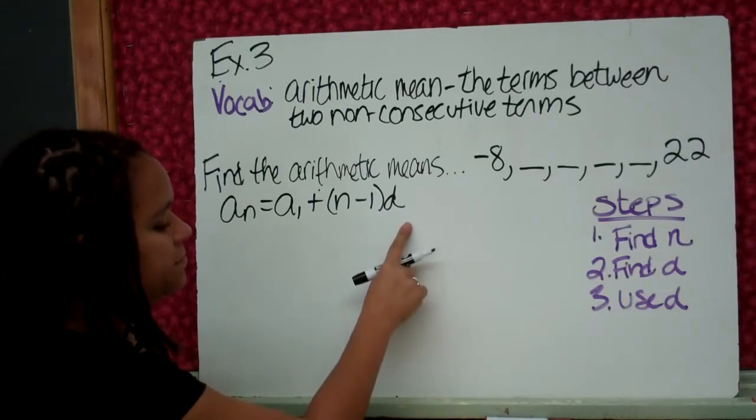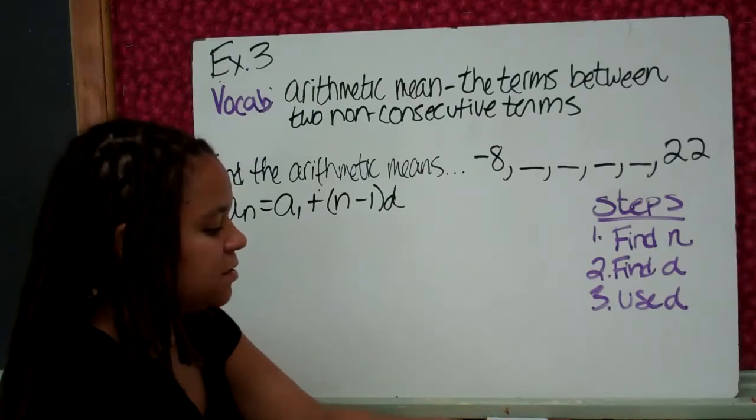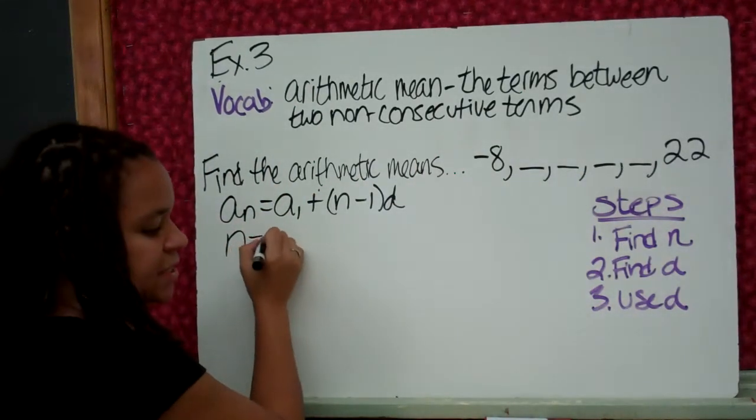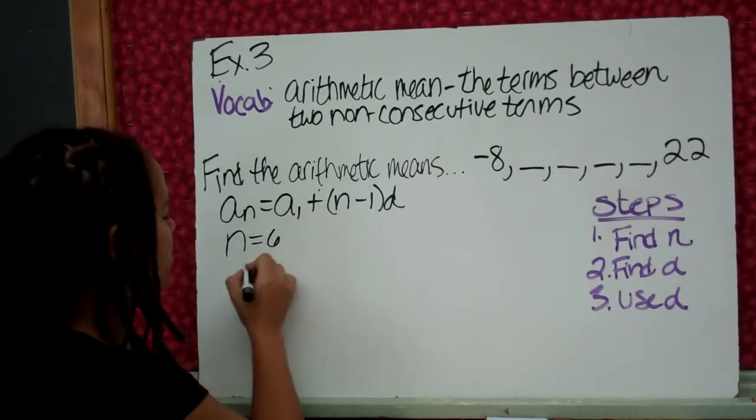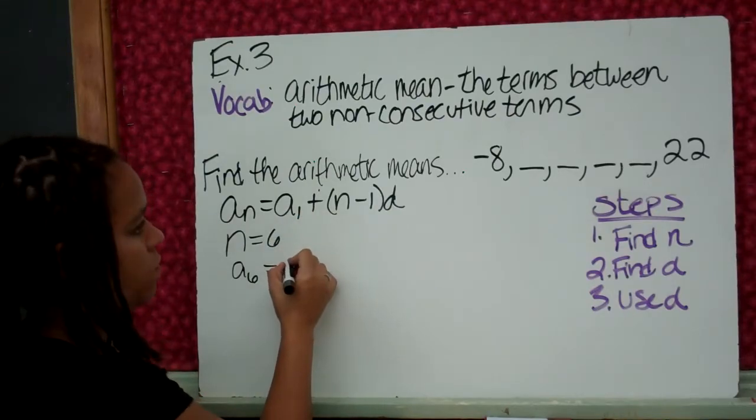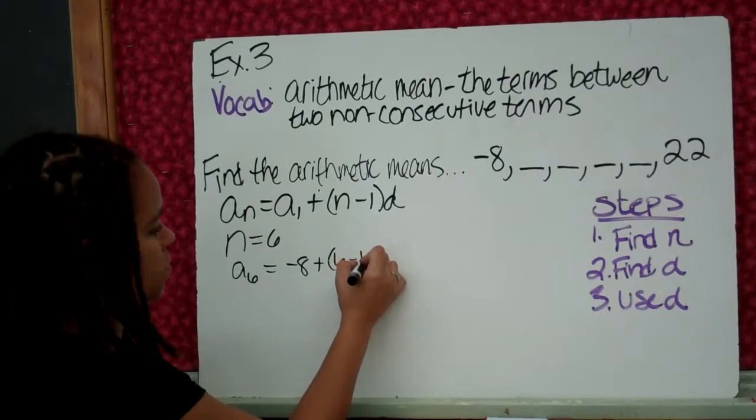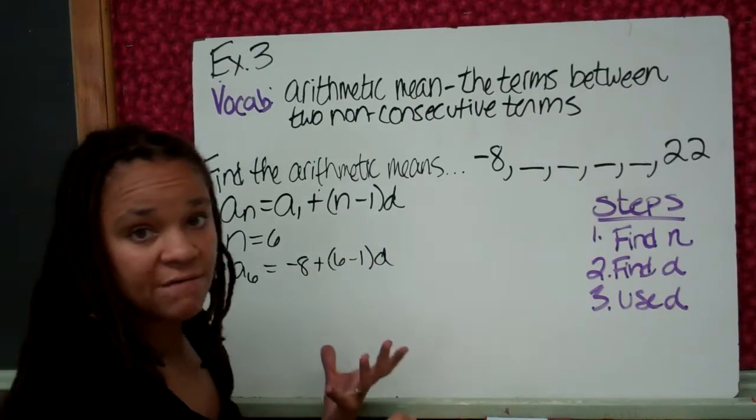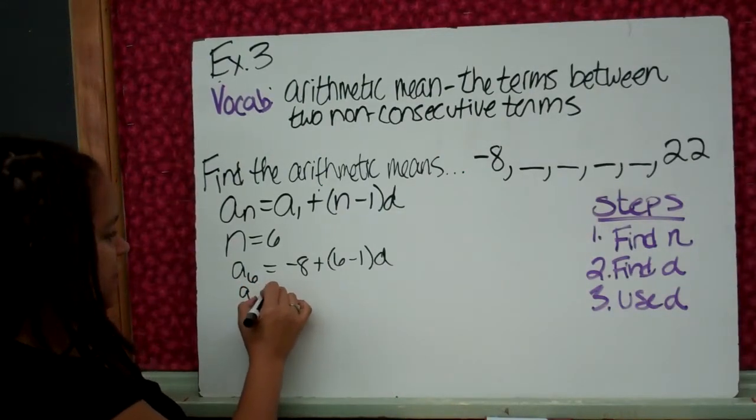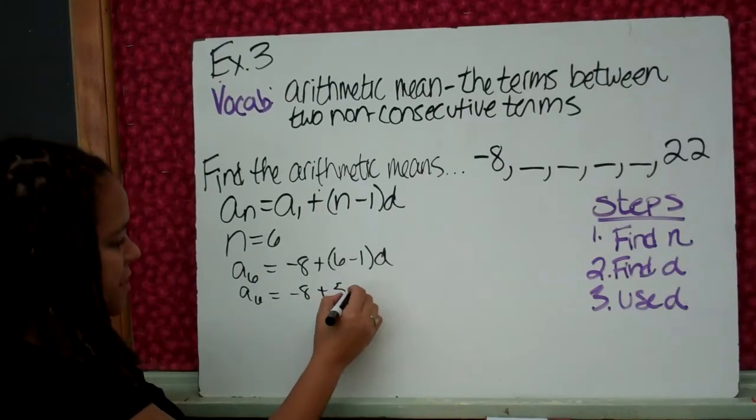So here's our formula. We first want to find what n is. Well, we know what n is. N is 1, 2, 3, 4, 5, 6 because there are 6 terms. So n is equal to 6. So we want to find a sub 6 is equal to, where is it, negative 8 plus 6 minus 1 times d. So we have everything except for d, so let's figure out what it is. So a sub 6 is equal to negative 8 plus 5d.